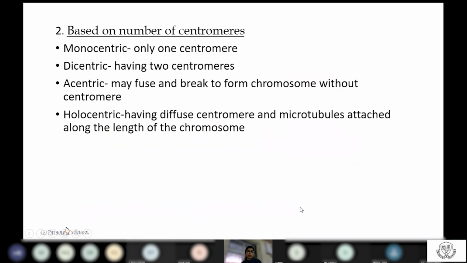Now it is also based on the number of centromeres. If you have only one centromere, it is monocentric. Two, it is dicentric. Acentric is without any centromere. And holocentric is having diffuse centromeres and microtubules.